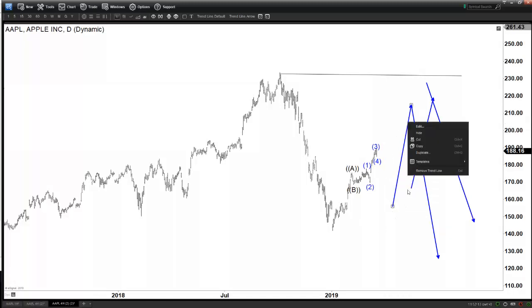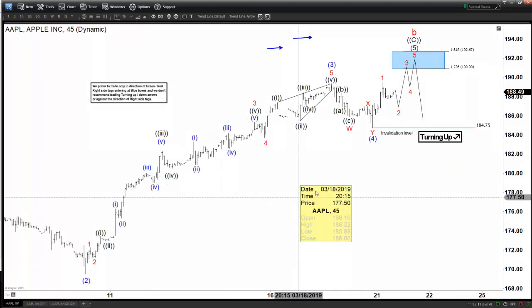Now again, looking at the shorter cycle, back to the 1 hour chart. So we are now in the last phase here to end the wave 5 of C.